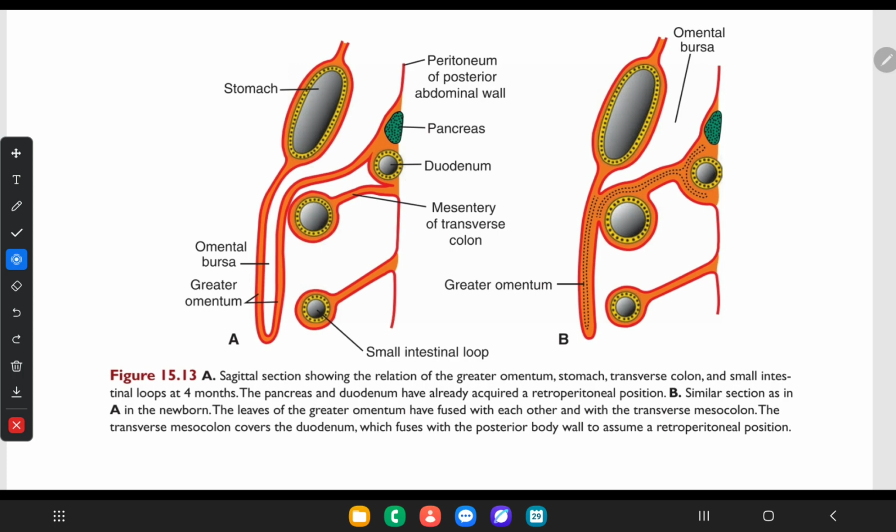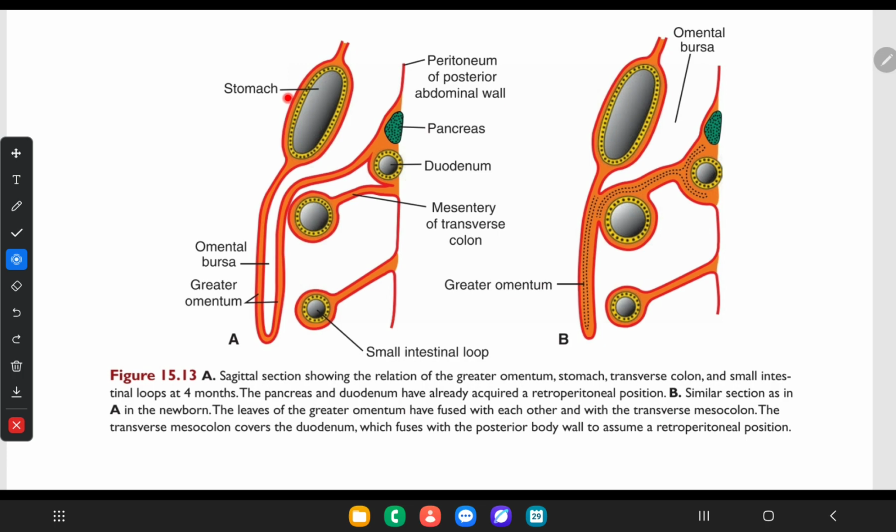I think this diagram is clearer for you about the greater omentum. Here you can see the greater omentum grows downwards as a double layered fold. Here you can see it goes as double layers, and it later becomes a single layer by fusion. And you can see here the transverse colon, and it extends over the transverse colon and also the small intestinal loops. So it acts as a protection for these bowel loops.